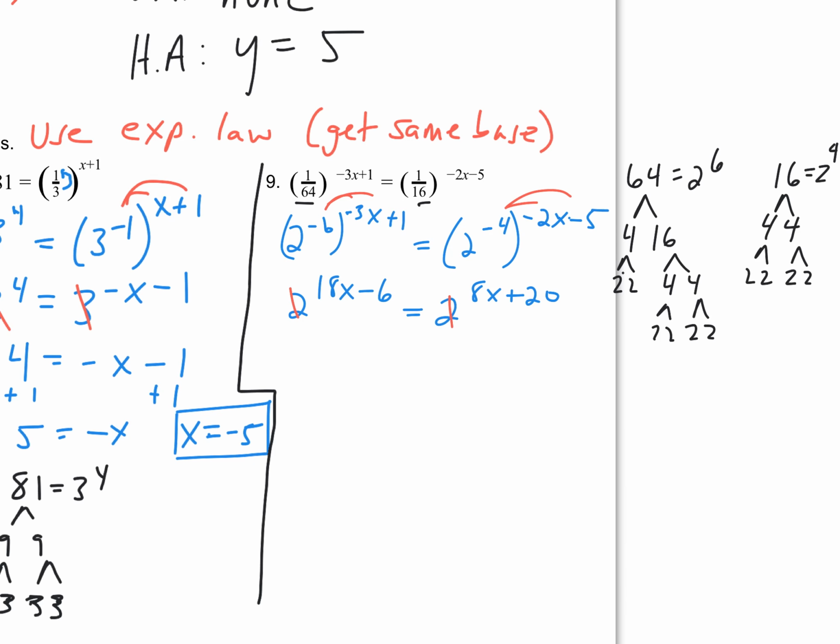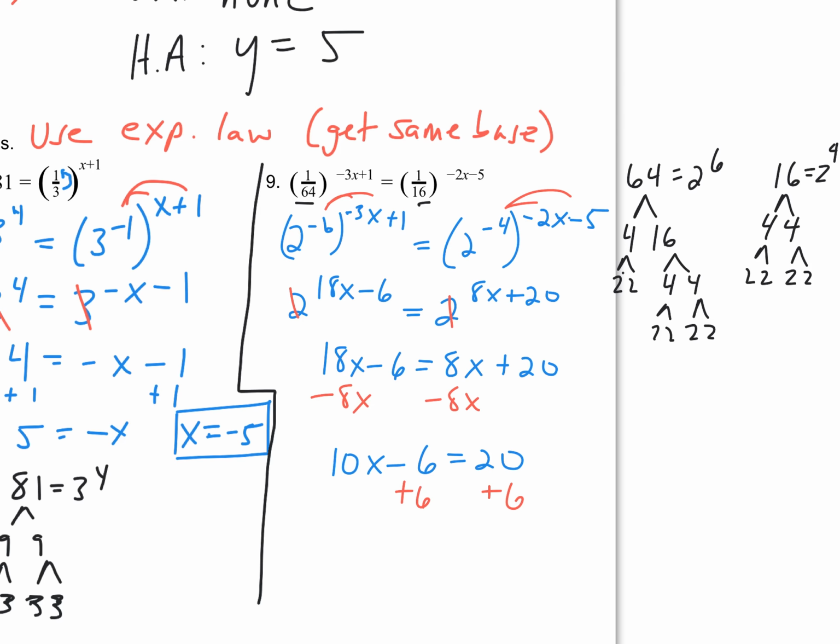You can cancel your bases and say 18x minus 6 equals 8x plus 20. I'm going to subtract 8x. Add 6. 10x equals 26. Divide by 10. x equals, well, I can simplify that down. If I take a 2 out of both of those, that's 13 over 5. And there's my fraction, 13/5.